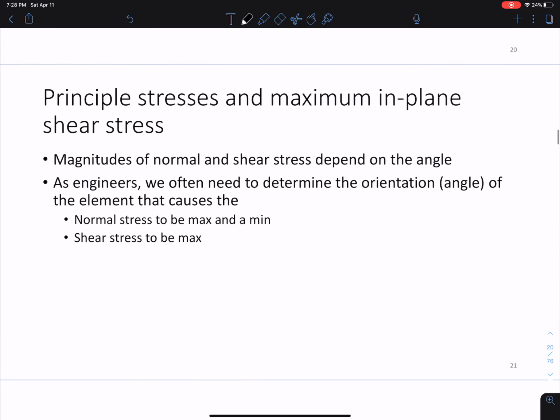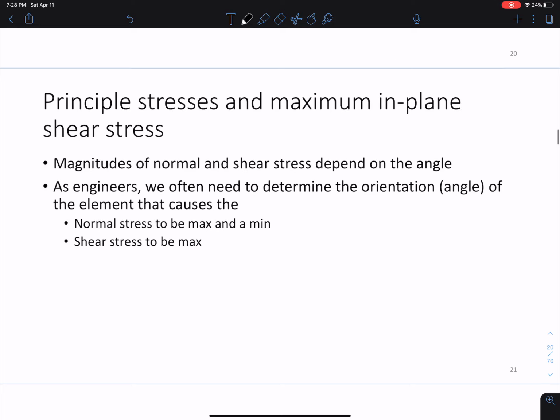Principal stresses and maximum in-plane shear stress. The magnitudes of normal and shear stress depend on the angle. We've seen now that when we rotate this element, the values of our shear and normal stress change. A lot of times we want to figure out the angle that causes our normal stress to be max and min, and then our shear stress to be max. So we want to figure out what the angle is that corresponds to these max and min values.